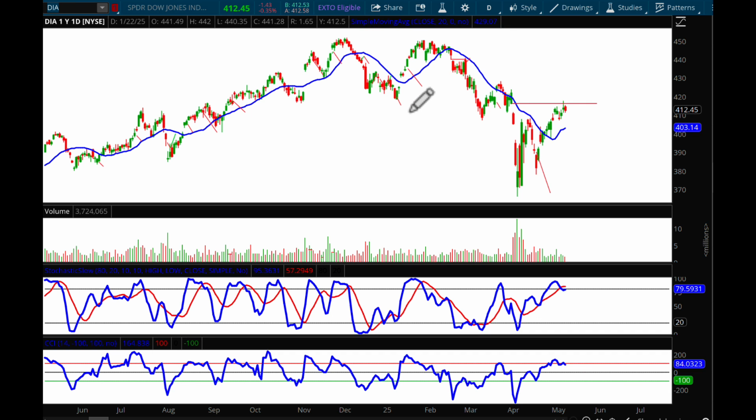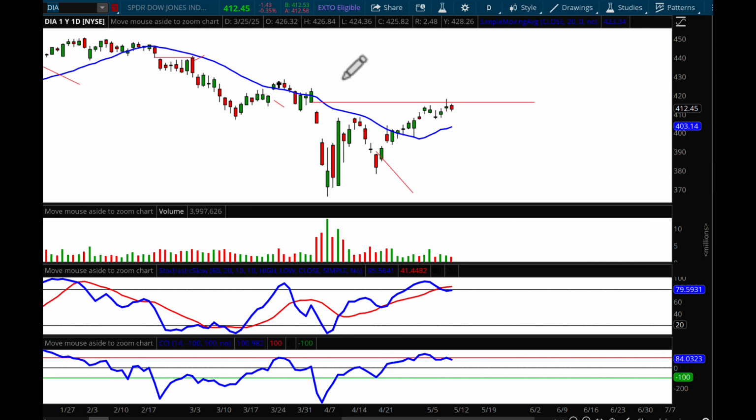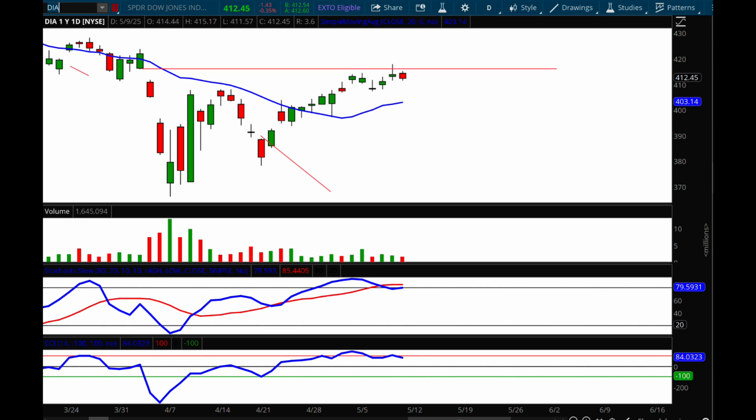As I zoom in here, you can see that yesterday we filled the gap that I had highlighted a couple of weeks ago. And if you're familiar with my gap fill trading rules, 80% of the time gaps do fill. But here's what happens. 80% of the time after those gaps fill, we tend to reverse and go the other way. So I do think the markets are still leaning to the downside.